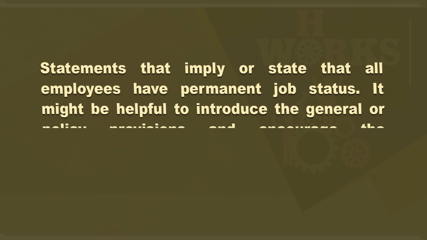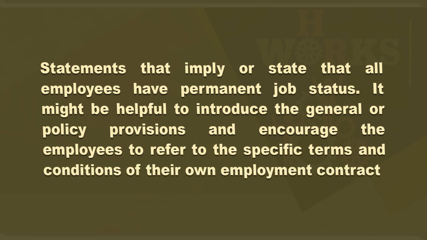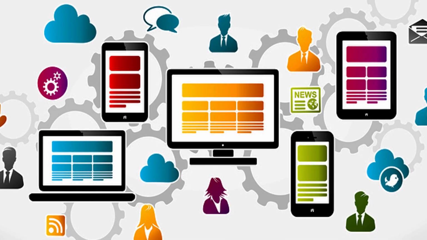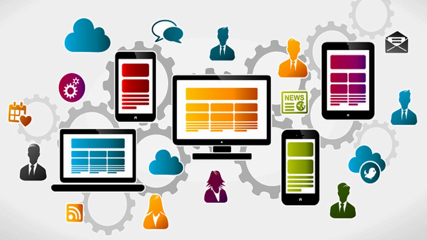It might be helpful to introduce the general rules or policy provisions and encourage the employees to refer to the specific terms and conditions of their own employment contract. Employers often use technology to support orientation. For example, some employers put all or some of their orientation media on the intranet. Some organizations may also develop a virtual guided tour for the new employees to watch.